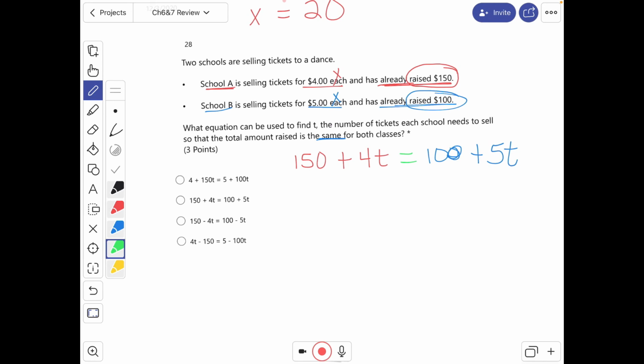So which equation matches what we just wrote? We want 4 times T. This one has 4 times T, but it has minus in front of it. And if we're selling the tickets trying to raise money, they probably would be adding to how much we raised, not minusing. And this one has 4T, but then they took away how much they raised. It's not minus, it would be plus. So the correct answer is right there.